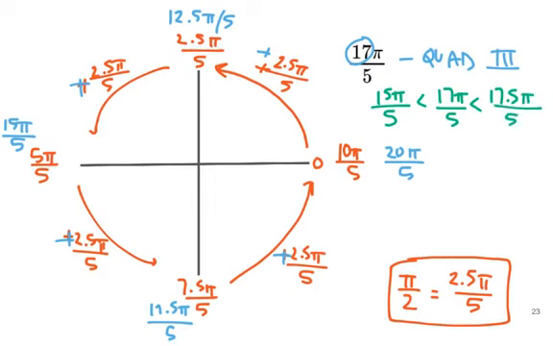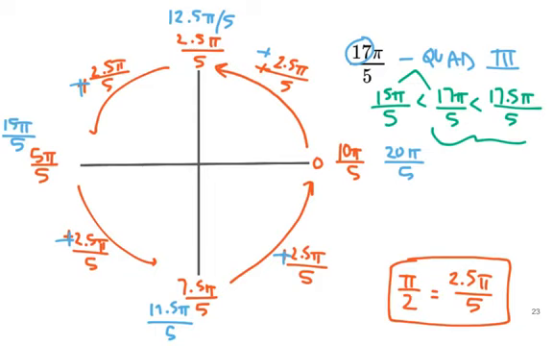And notice it's a lot closer to 17.5, right? It's 2 away from 15. This is a difference of 2 pi over 5. This is only a difference of 0.5 pi over 5. So it's really important that we note that it's going to be a lot closer to 17.5 than it is to 15.